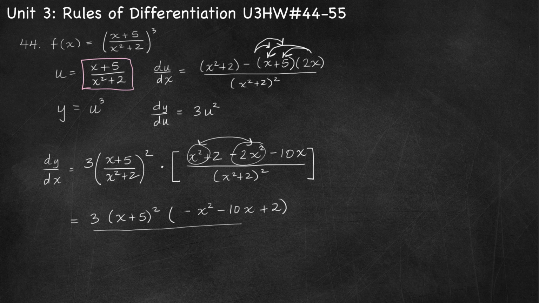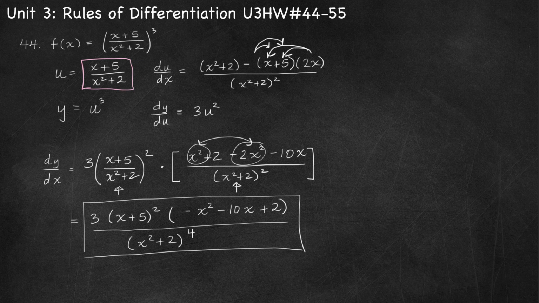Now in my denominator, I've got an x squared plus 2 squared here, but I also have an x squared plus 2 squared down here. So if I multiply that again by x squared plus 2 squared, that's just going to be x squared plus 2 to the power 4. Okay, and that's about as simplified as we need to go in terms of combining like terms and simplifying.